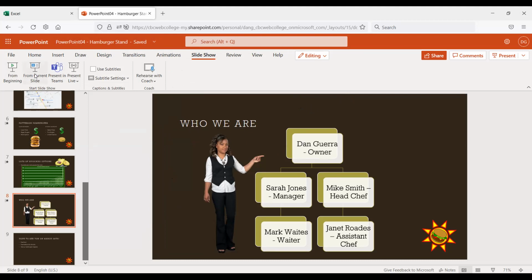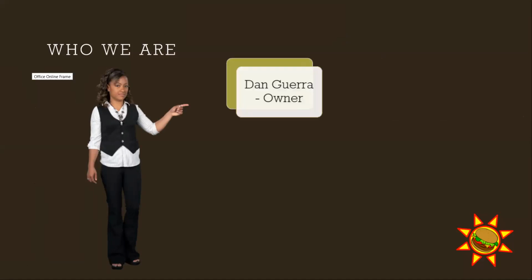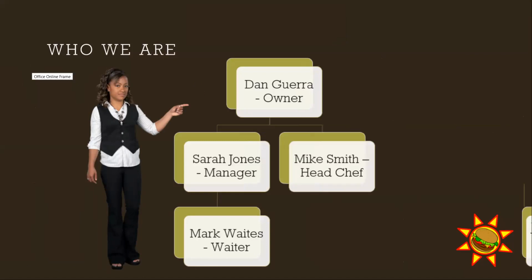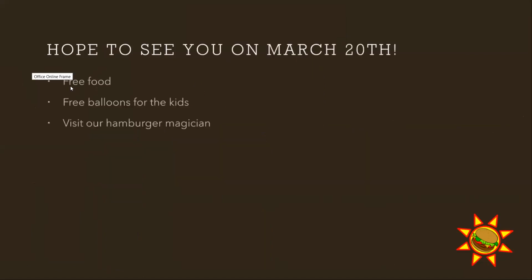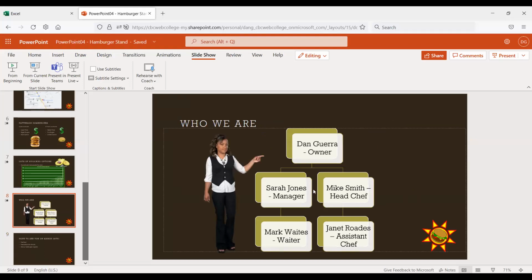I'm going to run slideshow from the current slide. So it starts off with who we are and our logo. When I click, I get my pointing person. And then I click again, there's the owner, manager, a waiter, head chef, assistant chef. Done. So say you have each person in the audience, you can introduce them and have their title come over and say, Sarah, please stand up. Mike, please stand up. And that kind of thing. Or you could just have the whole org chart come over as one object.